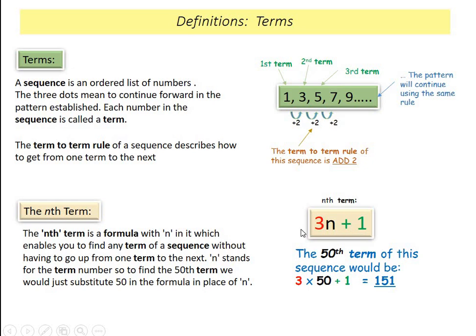You're often asked to use this to find a number that would take too long to write out. So the 50th term of the sequence, you wouldn't want to write out 50 numbers. Instead, we use the nth term. For the 50th number, I can do 3 times 50 and then add 1. And that would be 151.